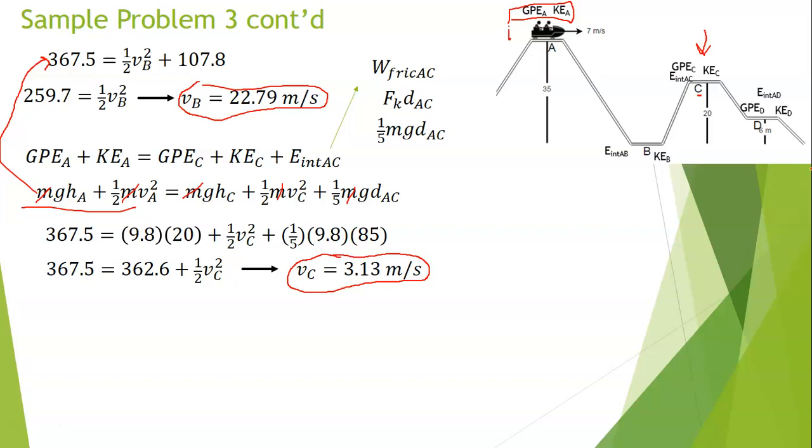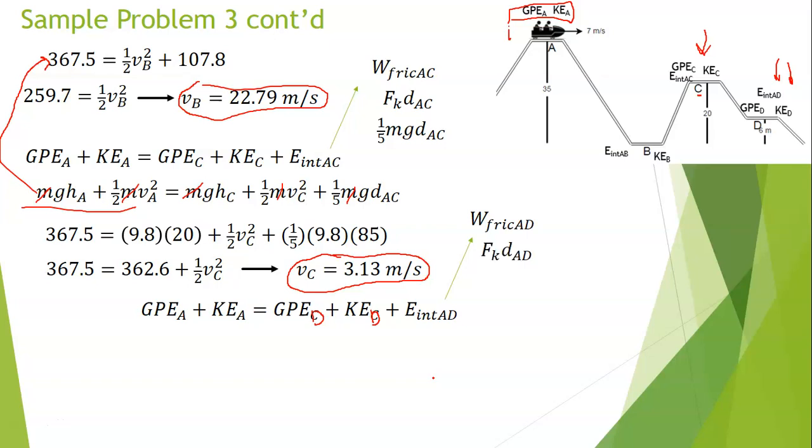Okay, last part of the problem, we want to find the speed at point D. So again, using this as my initial, but this time I'm using D as my final scenario. And I forgot to change the subscripts here, but I'll just change them by hand real quick, so that should be all D's there. So the internal energy between A and D is going to be the work done by friction from A to D, which is that force, times the distance between A and D. And again, that's just 1/5 mg dAD.